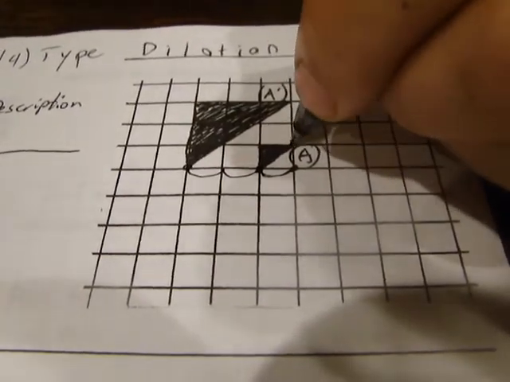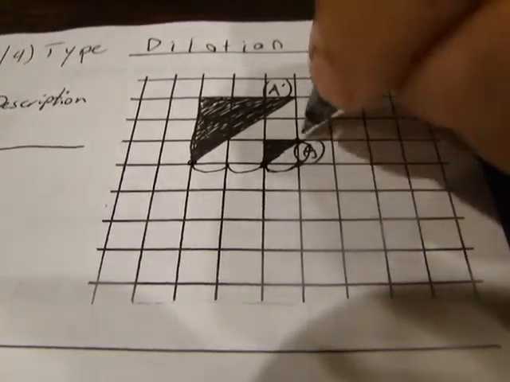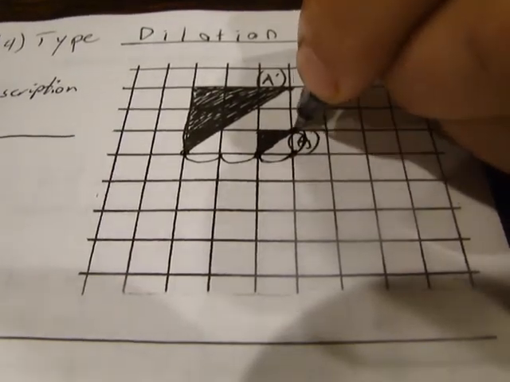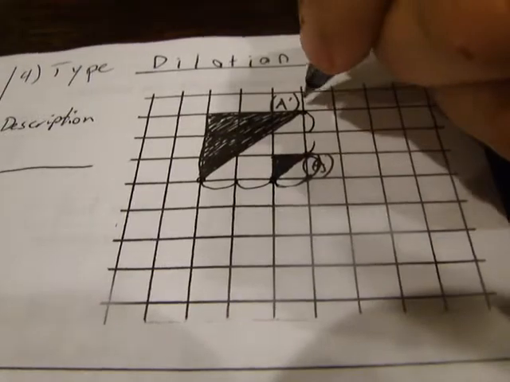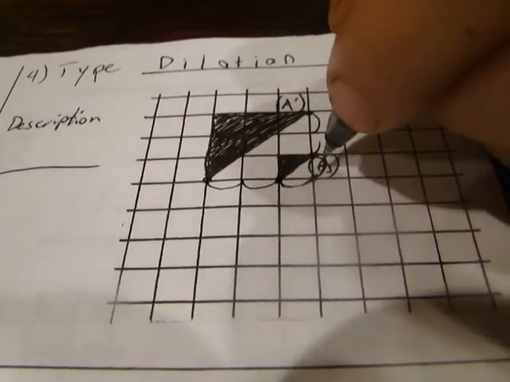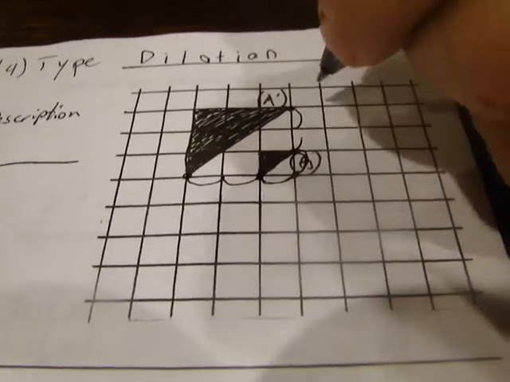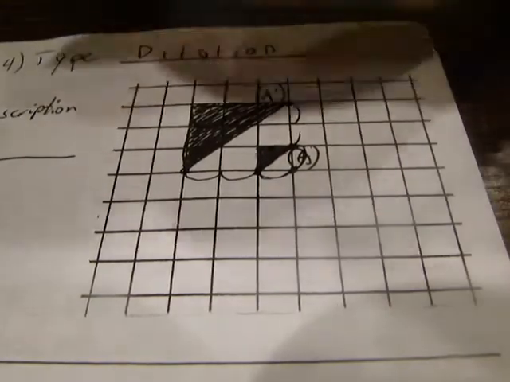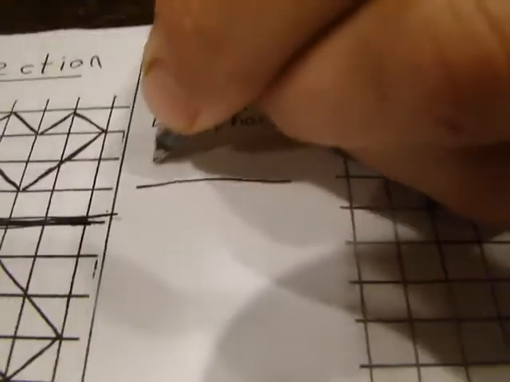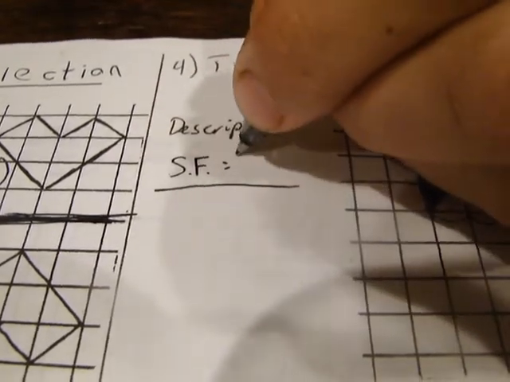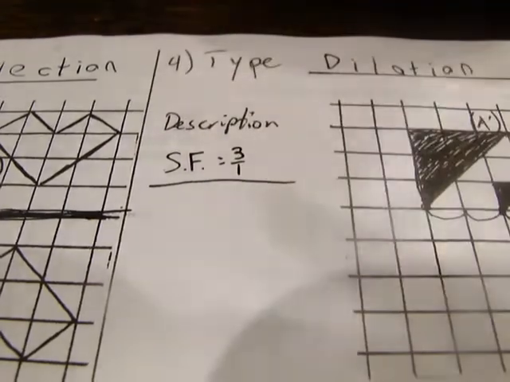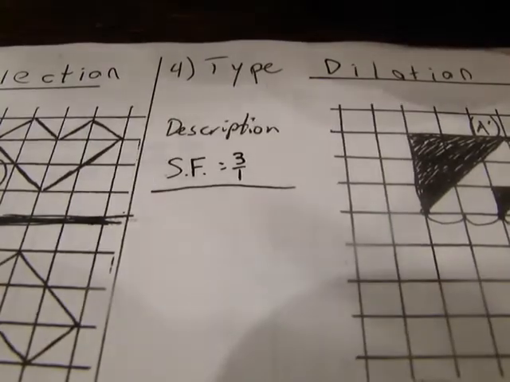Just to check, let's look at this one. That's also 1 from the origin. Its corresponding point is 1, 2, 3 from the origin. So in each case, the image has a 3 to 1 scale factor over the original. So our description is going to be SF, which stands for scale factor, equals 3 over 1. And there you have it. Okay, let's move to the next one.